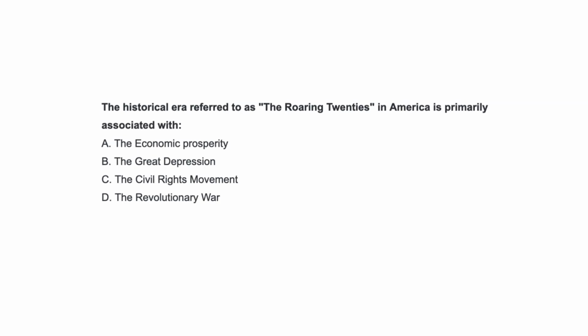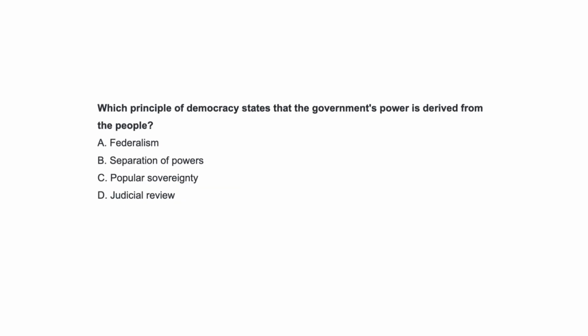The historical era referred to as the Roaring Twenties in America is primarily associated with. Correct response, letter A, the economic prosperity. Which principle of democracy states that the government's power is derived from the people? Correct response, letter C, popular sovereignty.